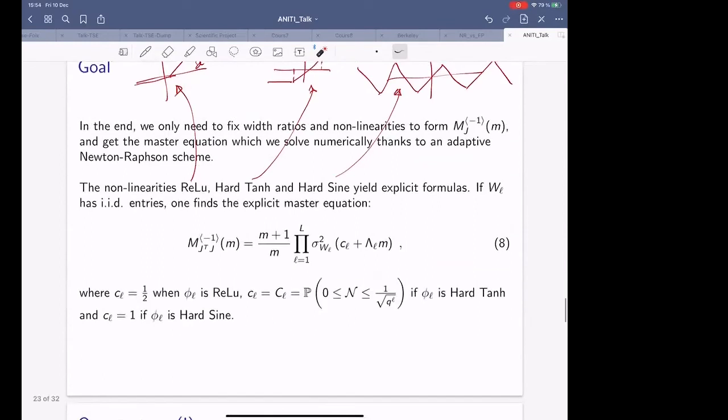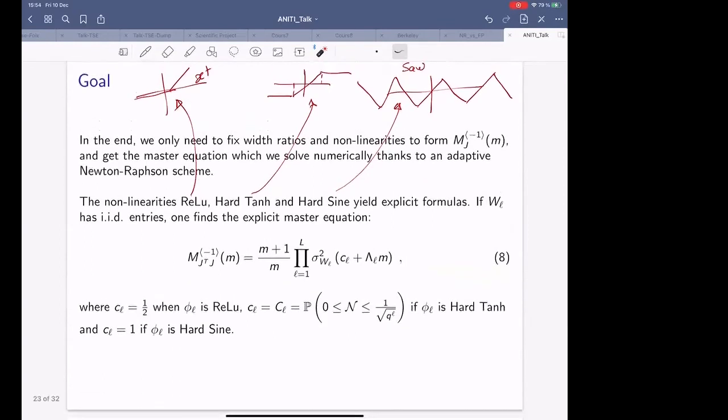Okay, so now how do I compute this m? So I need to invert it, but okay. This is locally invertible in the neighborhood of 0, but if I go further away, it's not one-to-one.